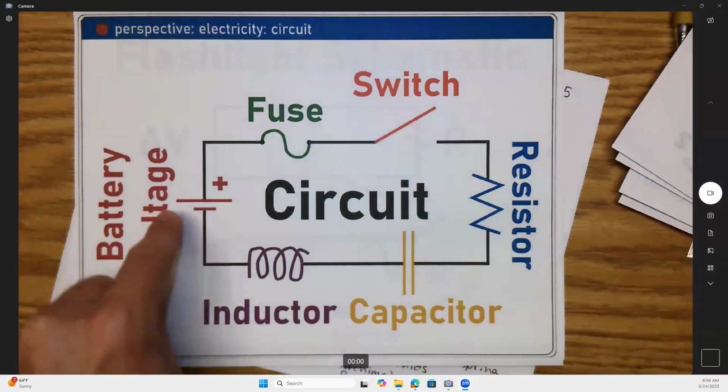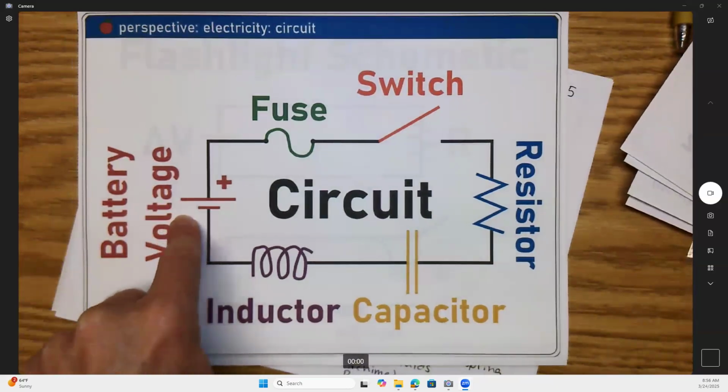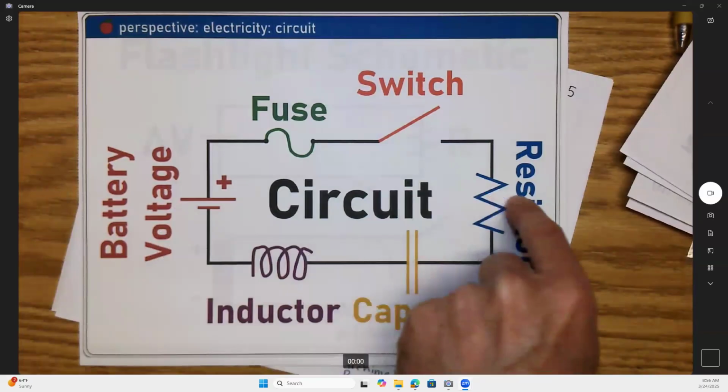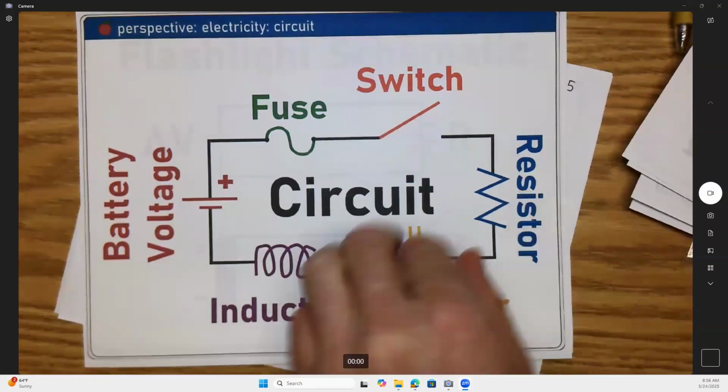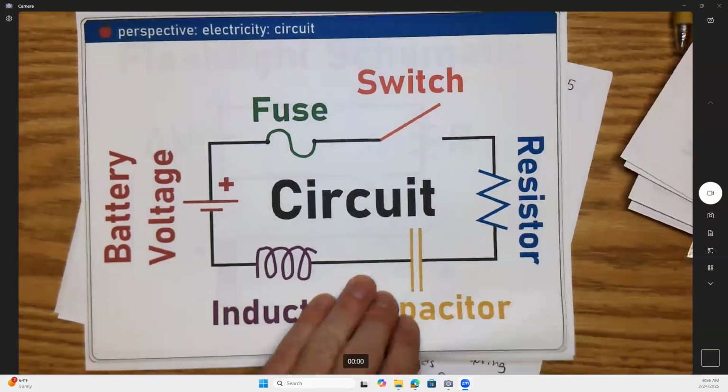Now the main things for circuits are a voltage source, like a battery, for example, and resistors. Those are the main ones. These other ones are a little extra. We're good.